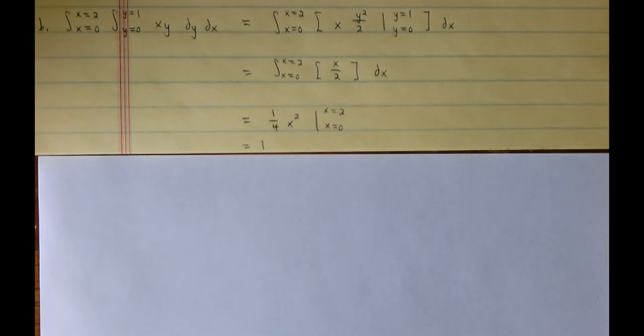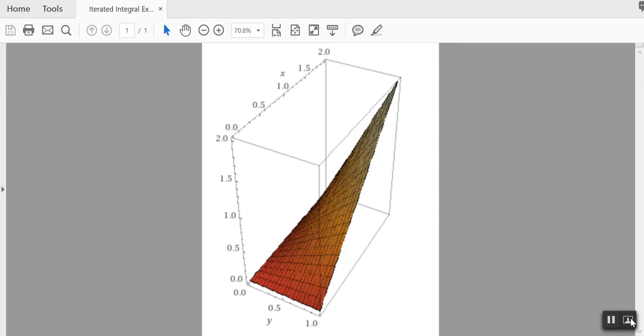So we see here that we ended up with the same result as in part A, where the order of integration was reversed. The volume is 1. So the volume of the solid trapped between this surface and the xy plane in this rectangular region is 1.